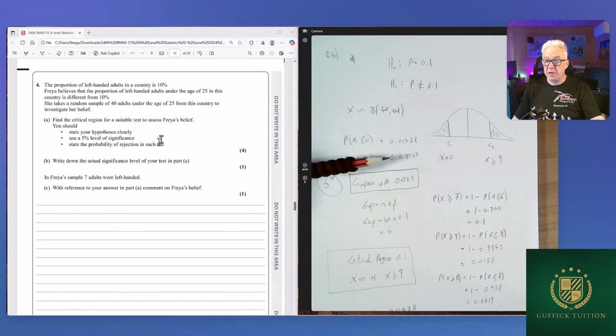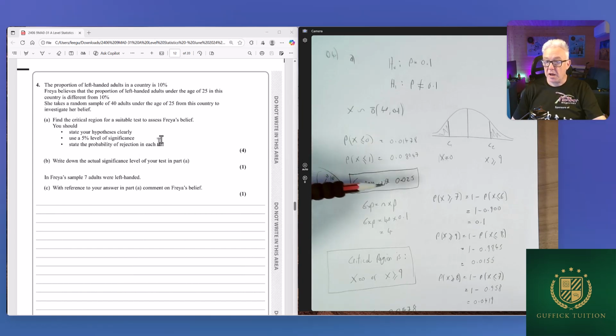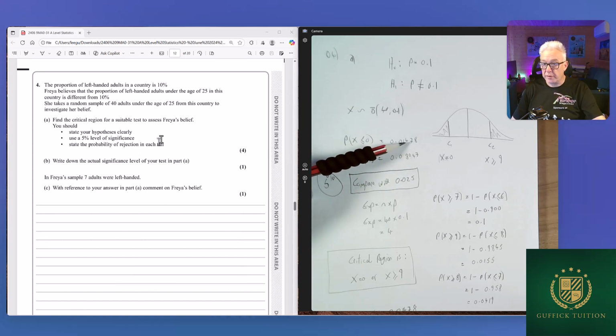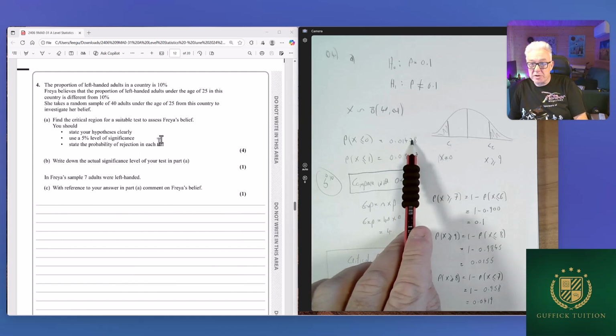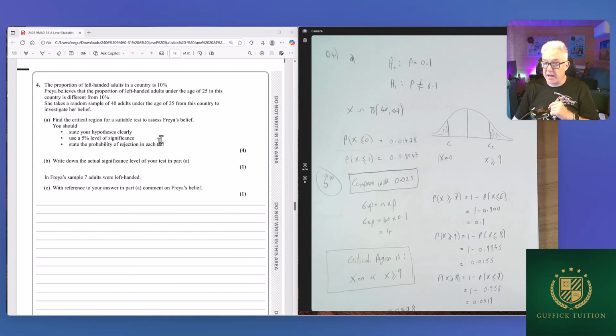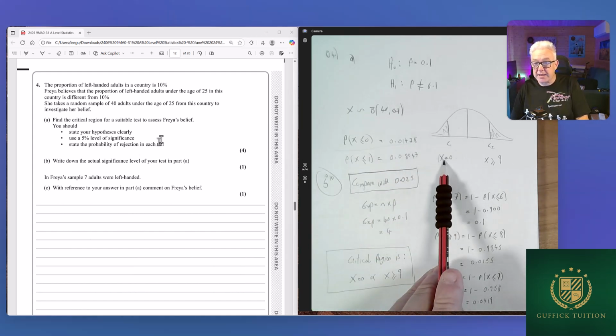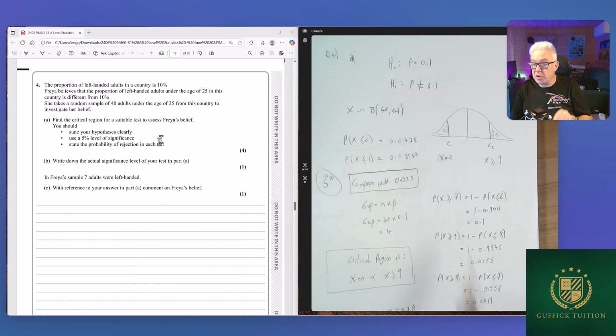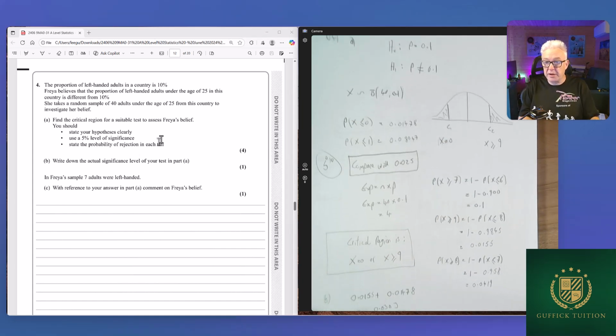So the first value that's inside the critical region is going to be this 0.01478. So that's where our critical region is going to start on the left-hand tail. Okay, so it's going to be x is equal to 0 is our critical region on the left-hand side of the tail. Now let's have a look at the right-hand side of the tail.